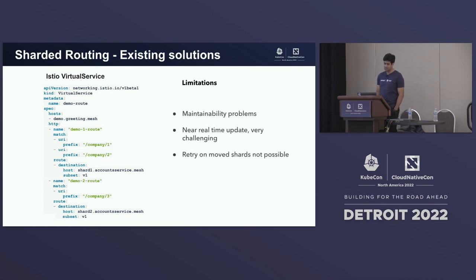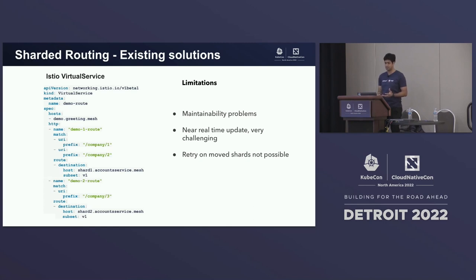But the VirtualService did not work for us due to some limitations with our use cases. There were maintainability problems. If we have to incorporate routing logic in the VirtualService, there has to be some coupling between the sharding logic and the VirtualService, which needs to be created in multiple clusters where the client services exist. This is a lot of overhead. Also, the size of the VirtualService object itself can grow a lot, which is again a management problem. As I mentioned earlier, we need near real-time updates. Imagine a new company getting added and we need that sharding info reflected in the VirtualService.